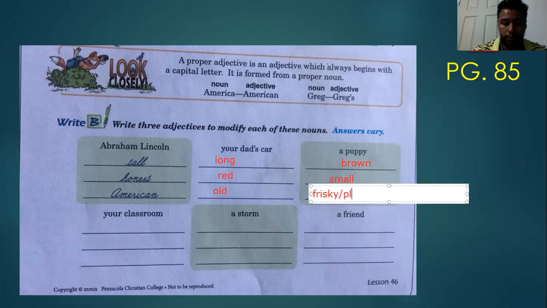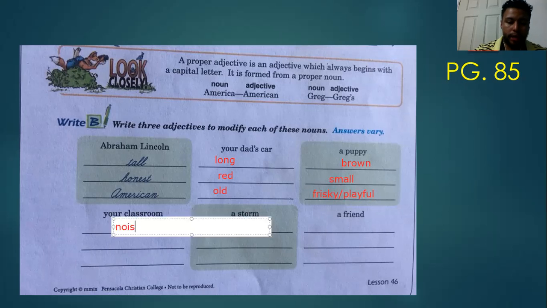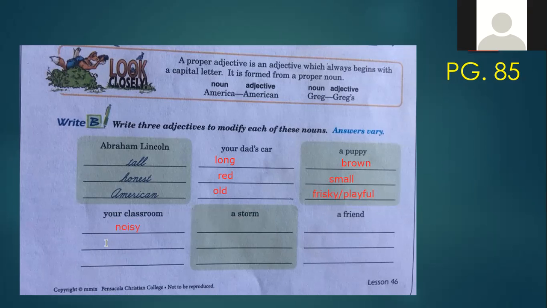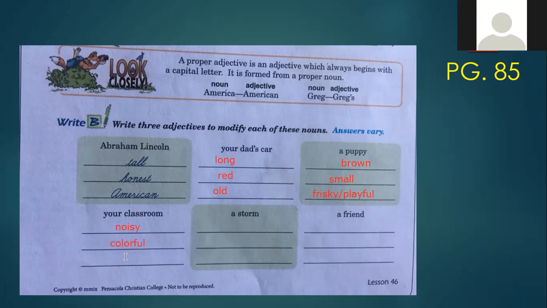Frisky or playful, yes. We can use playful. You can use both of them, no problem. Okay. Who can help me for your classroom? Who can give me more examples about adjectives, please? ¿Cómo se dice ruidoso en inglés, mister? Noisy. Noisy, yes. Excellent, thank you. One more. Colorful. Another one. Big, yes. It's correct. Big. Exactly, we're done.